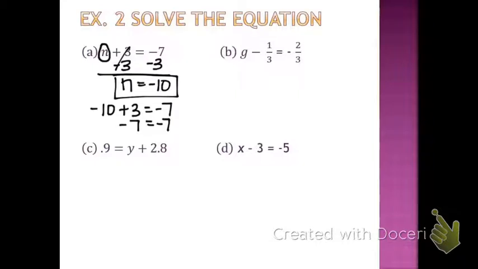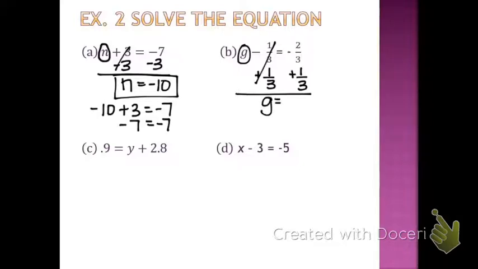Letter B, what is the variable that we're trying to isolate? G. What's keeping G from being by itself? Negative 1/3, or minus 1/3. They're the same thing. How do we get G by itself? I heard it. Add 1/3. Remember, what we do to one side, we must do to the other. What's negative 1/3 plus 1/3? 0. So we just bring the G down and it equals.